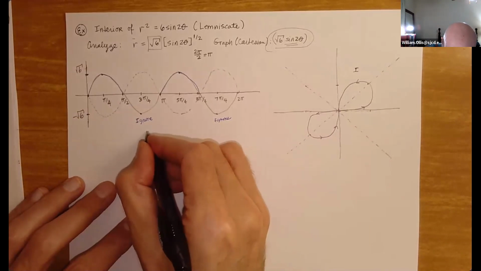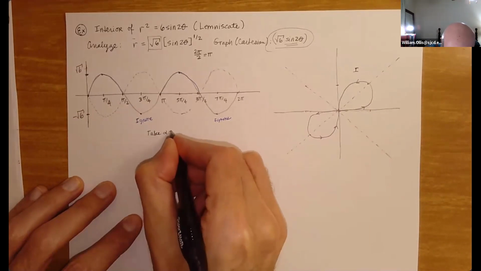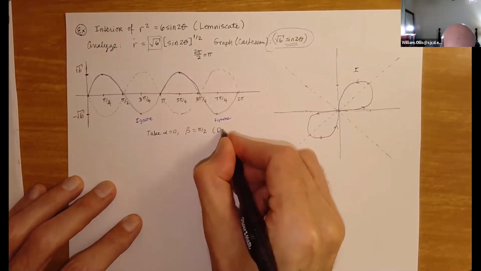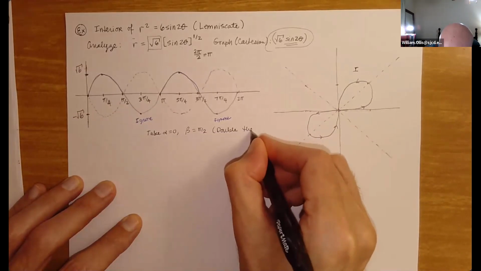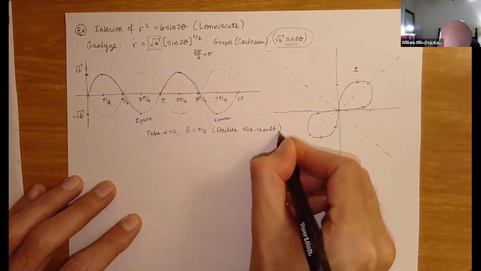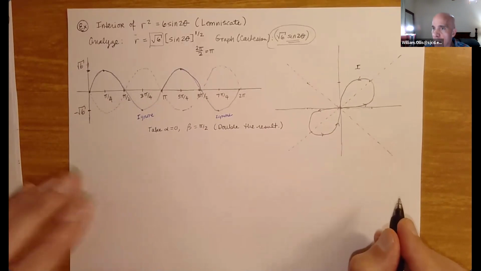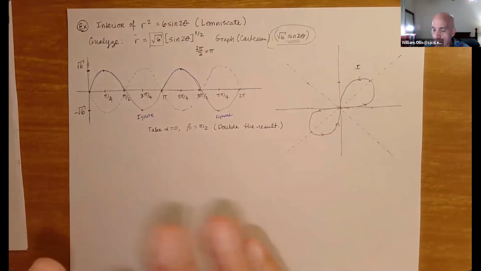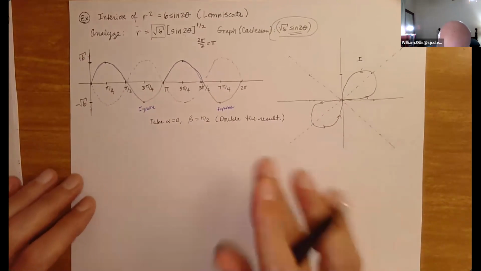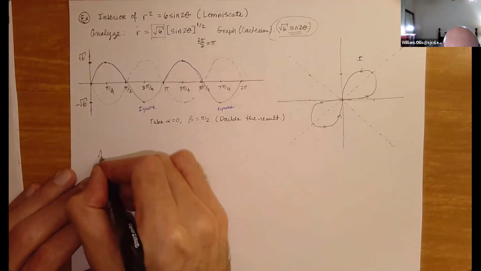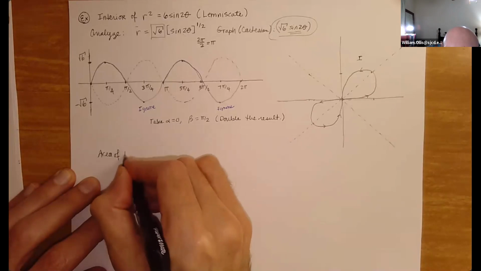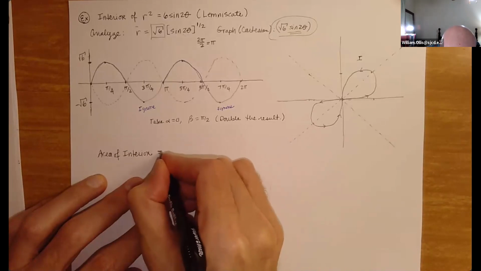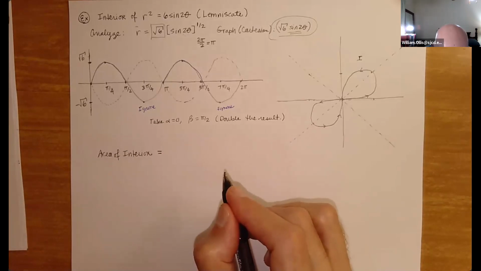So here we'll take alpha equals 0, beta equals pi over 2, and we'll double the result. When it's easy to double the result in one computation, we'll do that. Otherwise, we may just hold off on it and then multiply at the end just to declutter the computation. So now we'll say area of interior. And this is not a hard calculation. Some of the calculations will get harder than others. There's one that will take us a little bit more time.